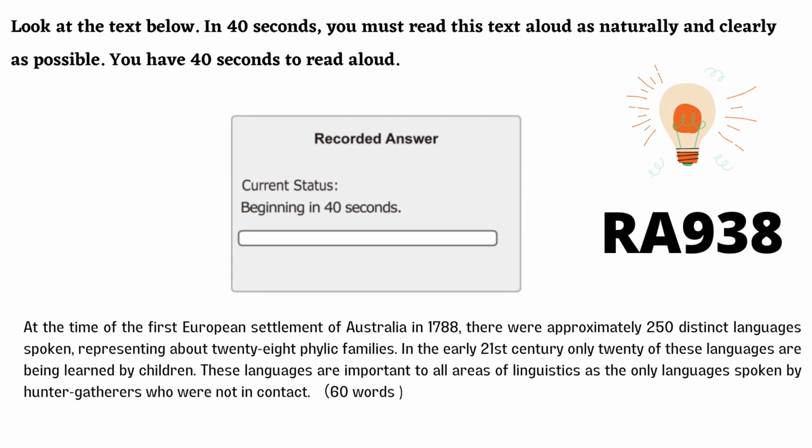At the time of the first European settlement of Australia in 1788, there were approximately 250 distinct languages spoken, representing about 28 phylic families. In the early 21st century, only 20 of these languages are being learned by children. These languages are important to all areas of linguistics, as the only languages spoken by hunter-gatherers who were not in contact.